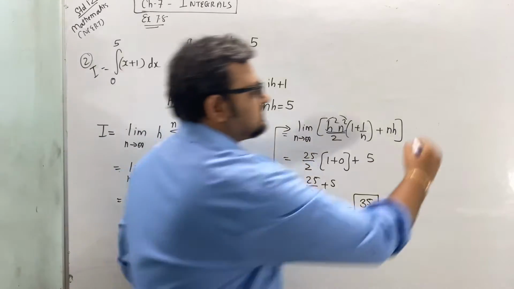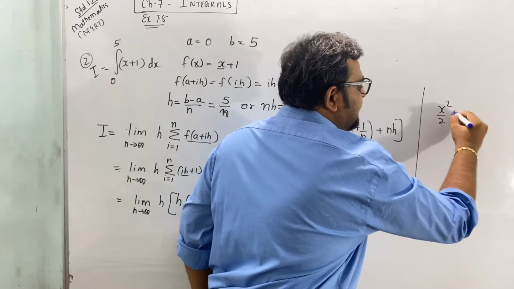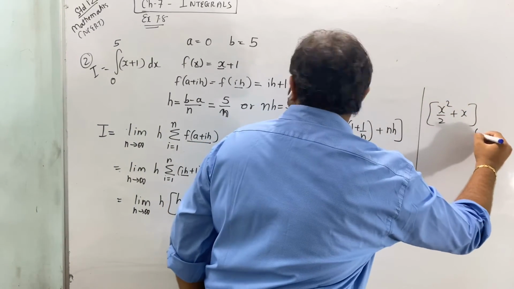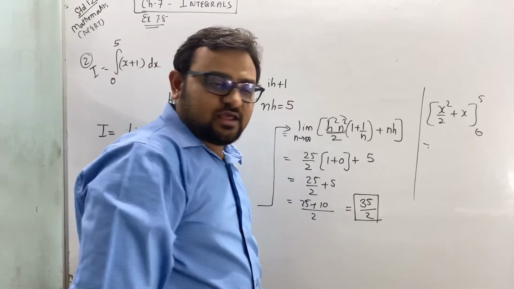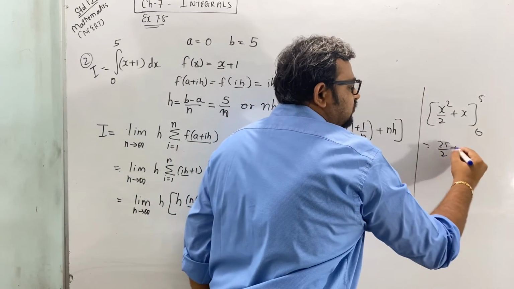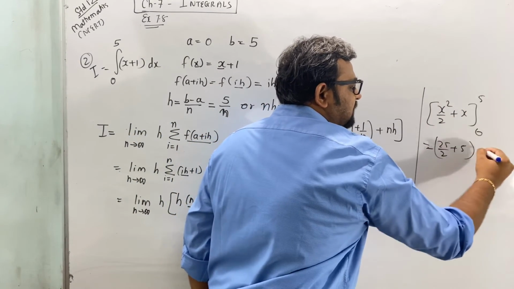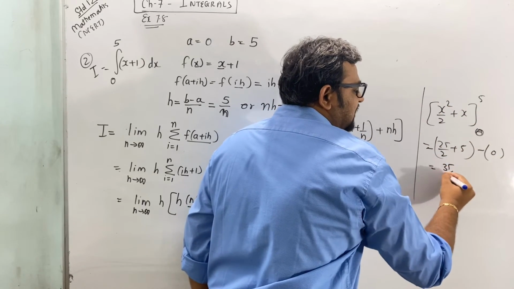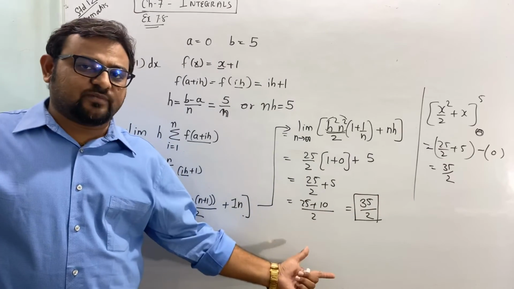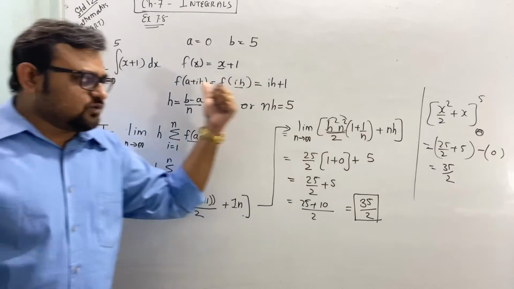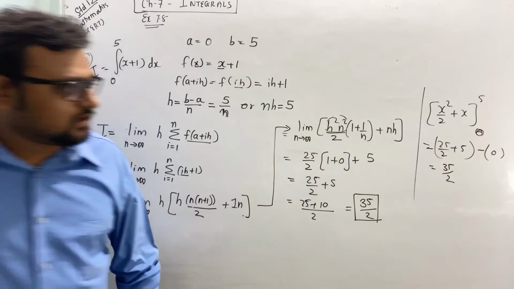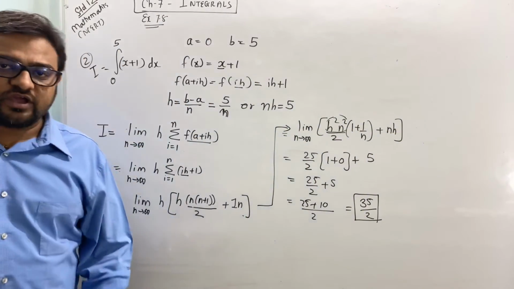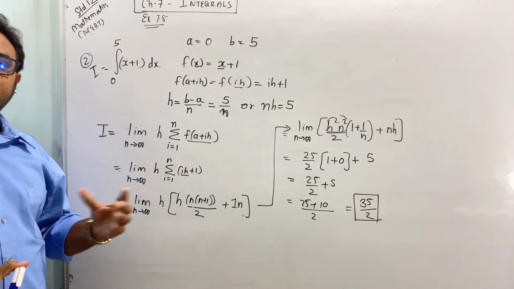What is integration of x? X square by 2. What is integration of 1? X. So it's 0 to 5. First put the value of 5. So 5 square by 2, 25 by 2 plus 5, minus, when I put 0 here, it will be 0. Here it will be 0. So again, it will be 35 by 2. You can take a confirmation by this method. Okay. But if it is limit of sum, you have to solve it by this method only. So let me erase this. Okay. So just go through question number 2.